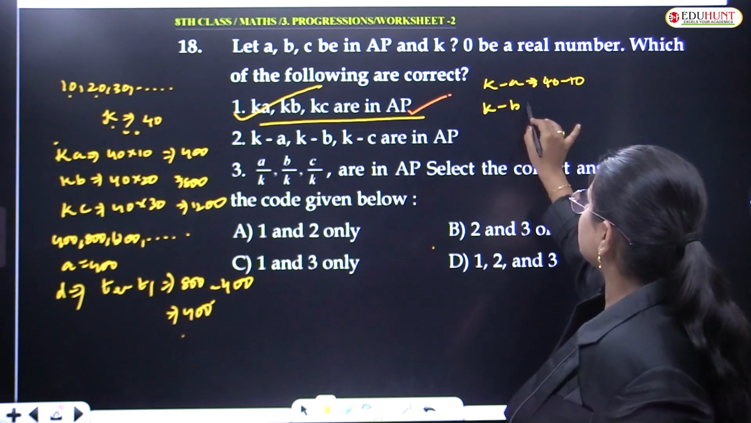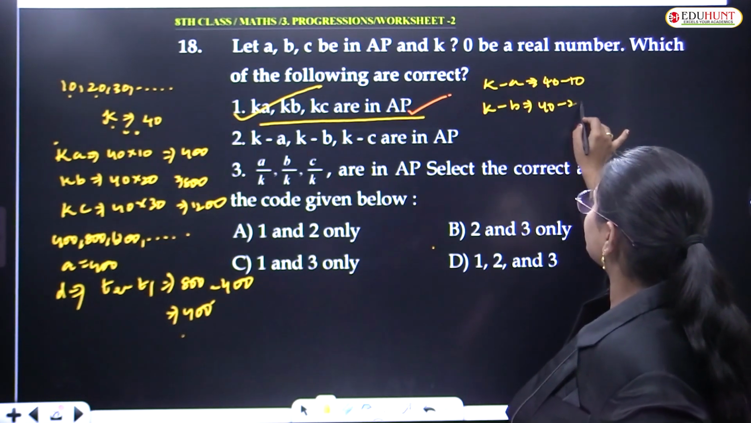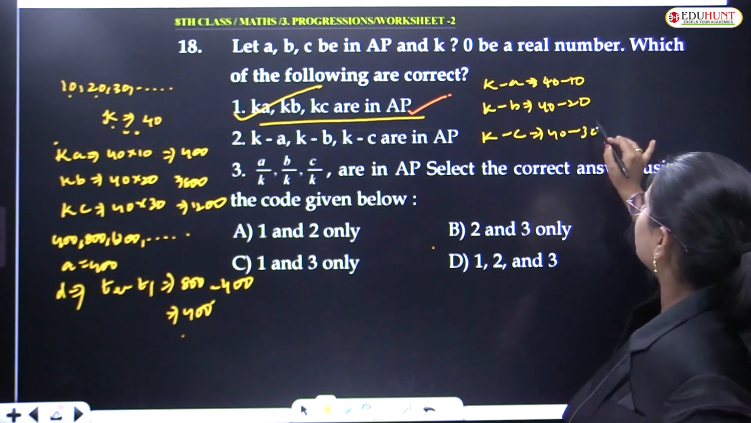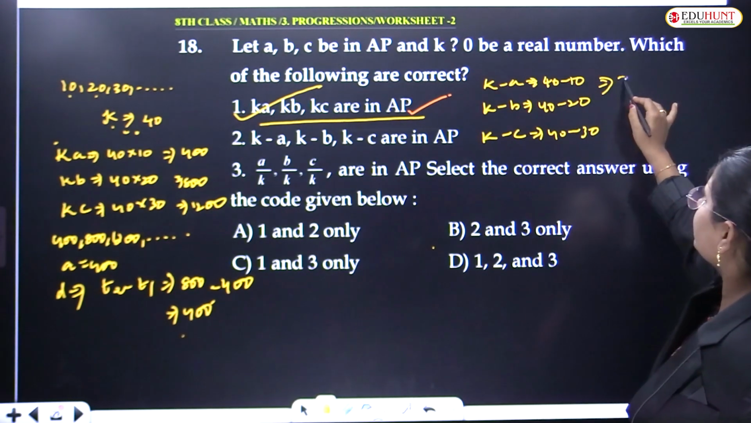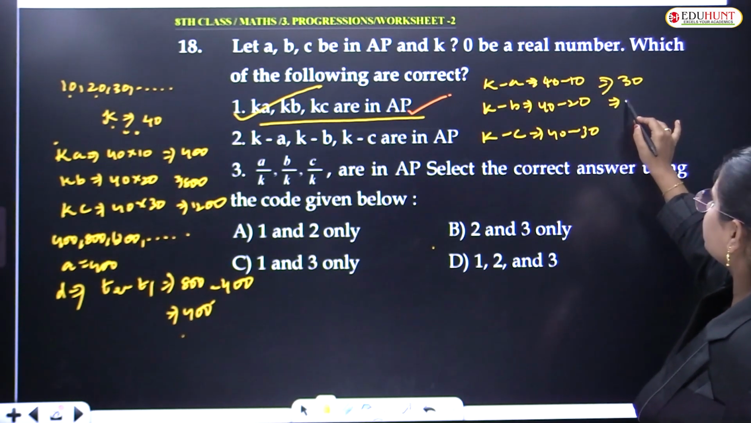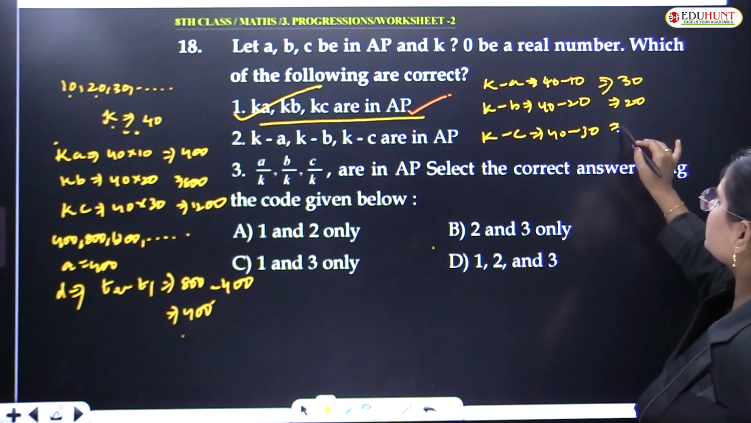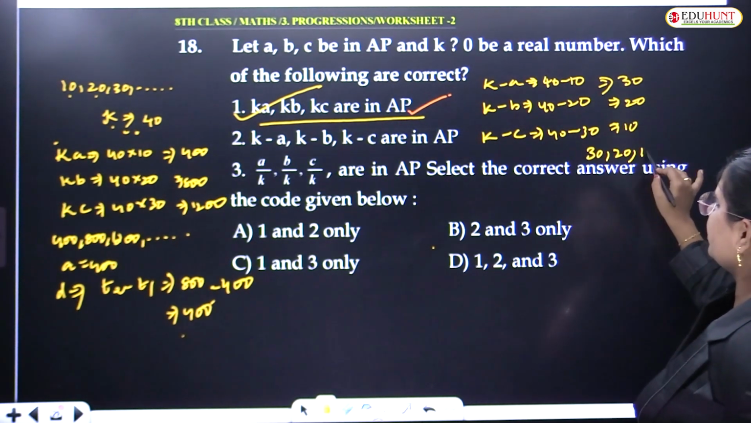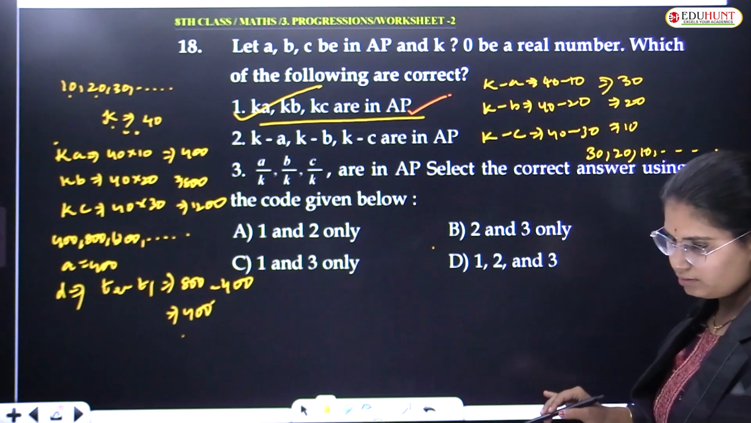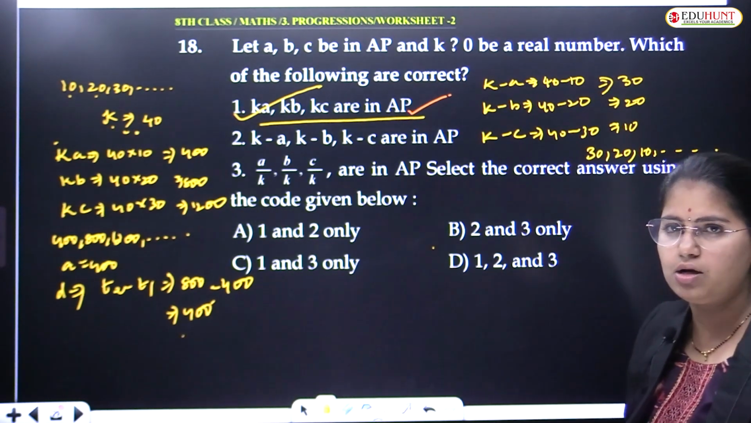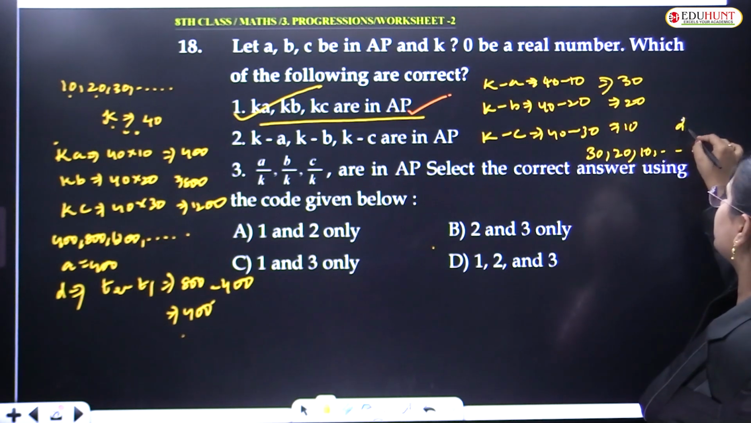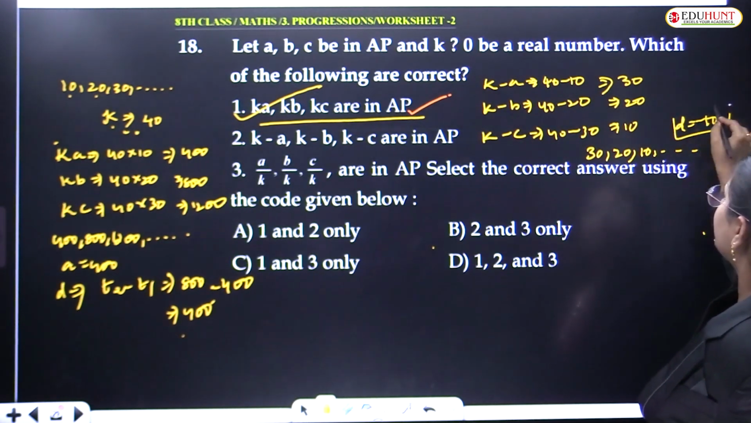K minus B is equal to 40 minus 20. K minus C is equal to 40 minus 30. So 40 minus 10 is 30, this is 20, this is 10. What are the terms of an AP? We are getting 30, 20, 10 and so on. And what is the common difference from here? 20 minus 30, which is minus 10. So here the D value is minus 10.